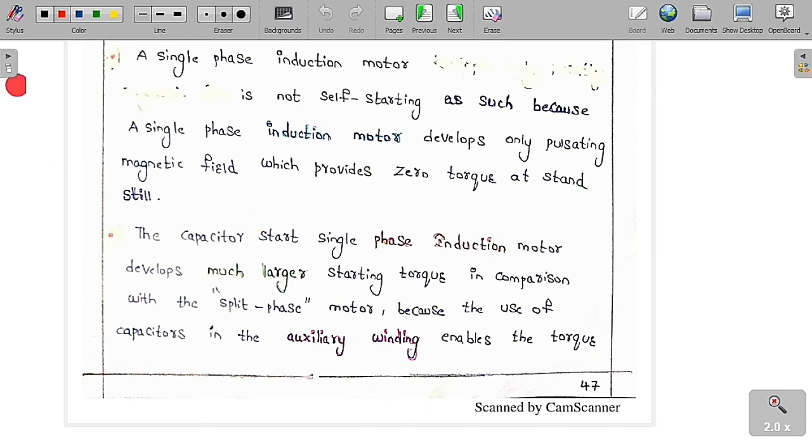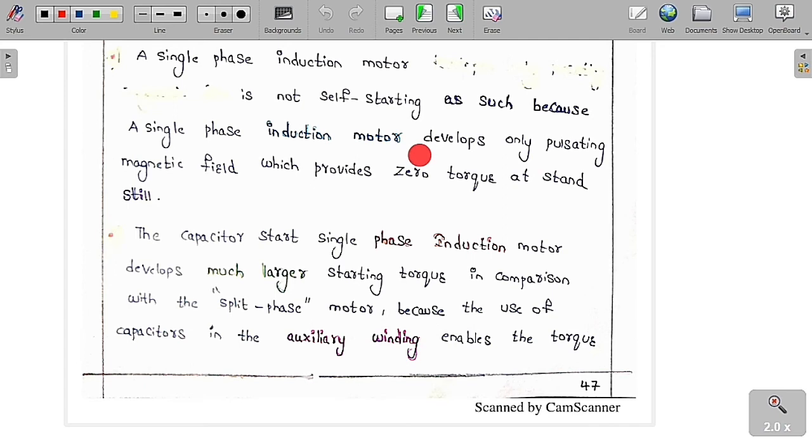I have already told you, a single phase induction motor is not a self-starting induction motor, because at starting the forward torque is equal to the backward torque, so the net torque is equal to 0. These things I have already told you in the induction motor concept. That is the reason it is not self-starting. If you want to give a start, you have to manually give the rotation, either clockwise or anti-clockwise, and based on the direction you give, it is going to rotate in that direction.